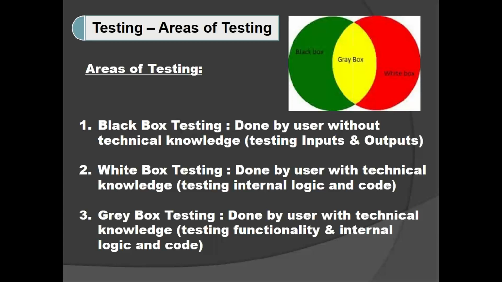Okay. Then gray box testing is nothing but the combination of both white box and black box. Here the tester is going to check the functionality along with the internal logic of the system. Here also the tester should have knowledge of coding or programming. Okay. So these are the three different areas of testing you can see here. One circle represents black box, another circle represents white box, and the combination of both is gray box.